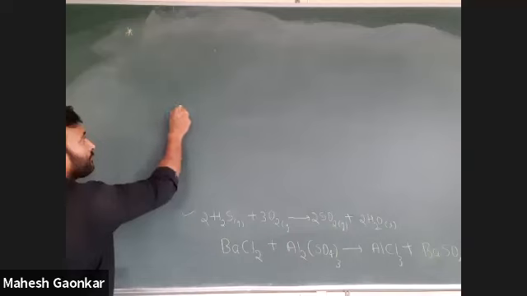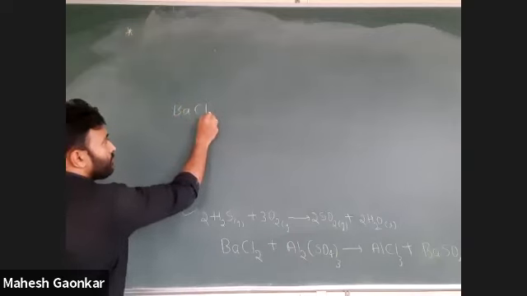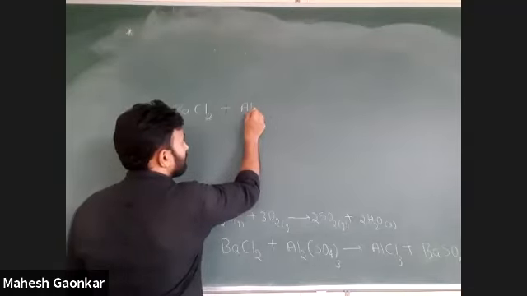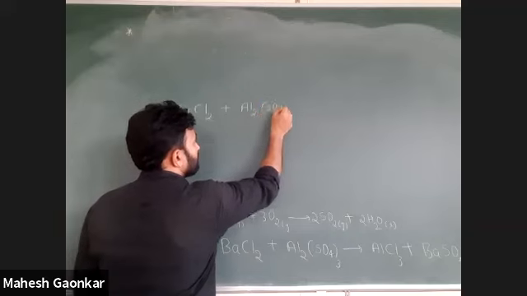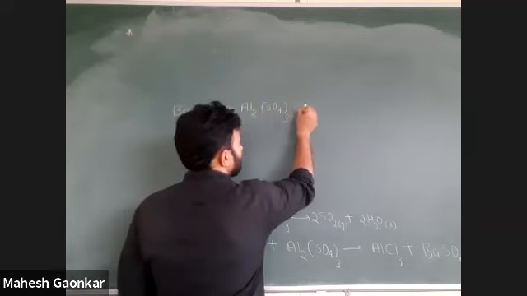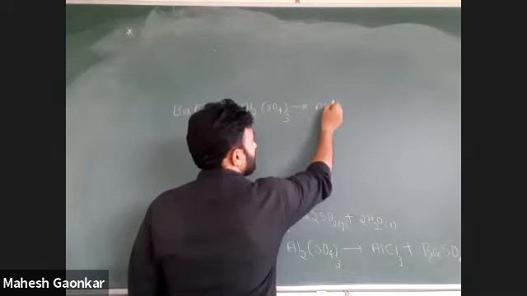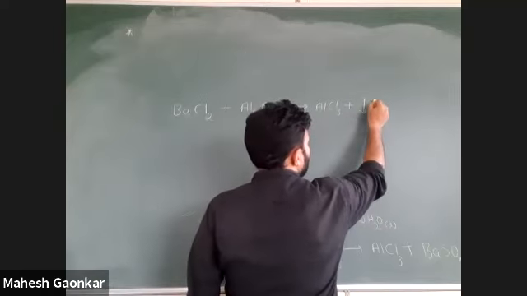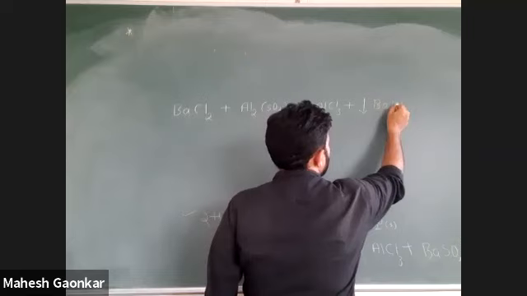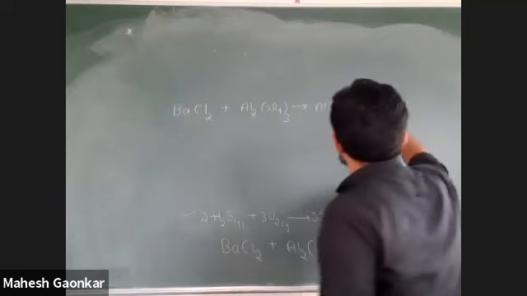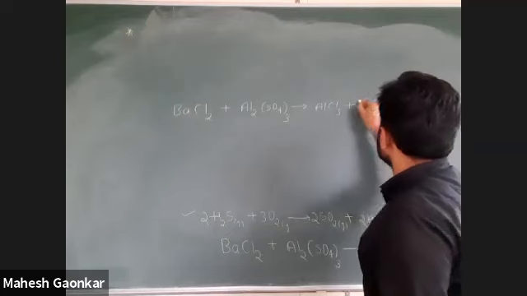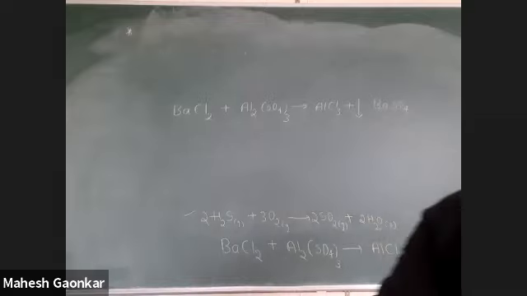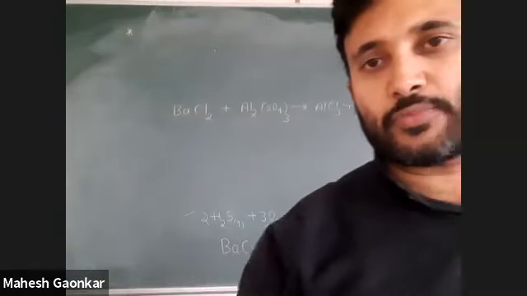BaCl2, barium chloride, plus aluminium sulfate, gives aluminium chloride plus precipitate of barium sulfate. If you mention that downward arrow, that indicates it is precipitating, getting precipitated.